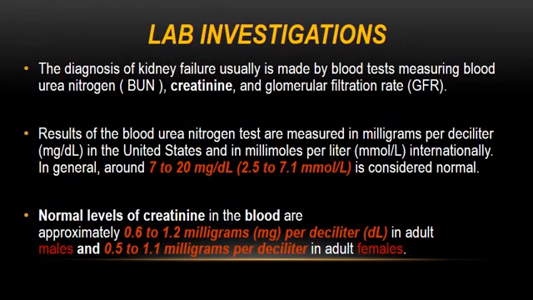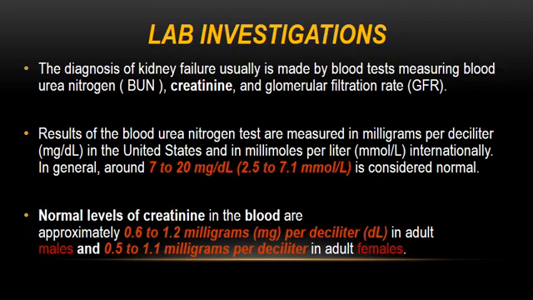So what are the lab investigations that could tell you about the kidney function? Or we say the renal function or the kidney function tests. We have blood urea nitrogen, creatinine, and glomerular filtration rate. The blood urea nitrogen is measured in milligrams per deciliter in the United States and in millimoles per liter internationally, and around 7 to 20 milligrams per deciliter or 2.5 to 7.1 millimoles per liter is considered a normal range.